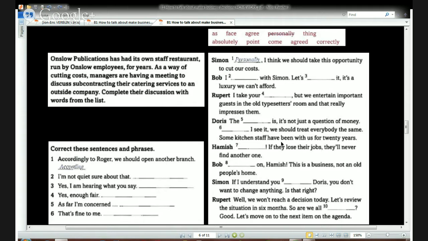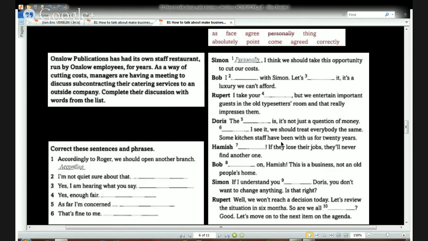Because Monica used "point," we should try not to use it again. Right. The thing is, it's not just a question of money. It means the point is. "As I see it" means the way I see it. We should treat everyone the same. It's the same as "as long as I see"? "As long as" is different, because "as long as" means for the period of time, and "as I see it" means in the manner that I see it.